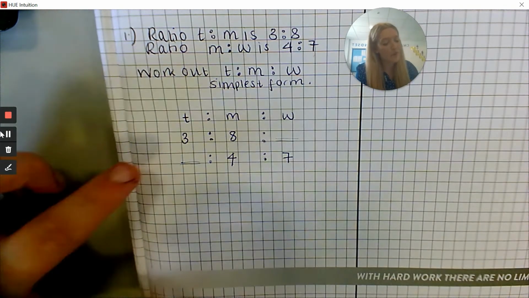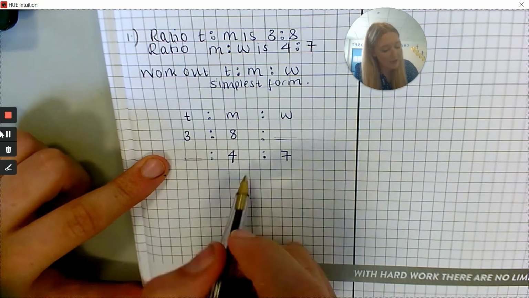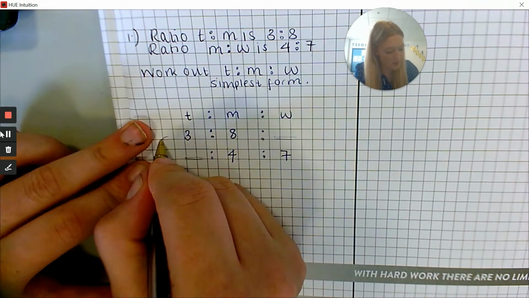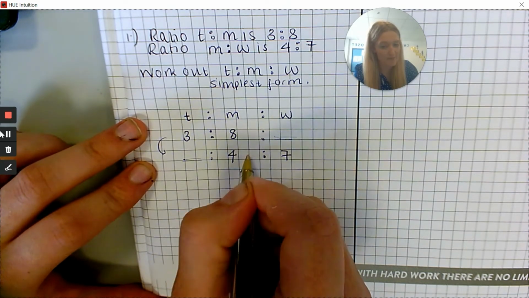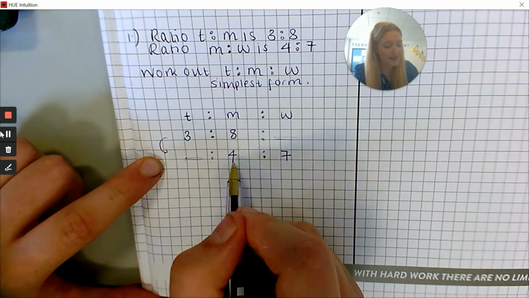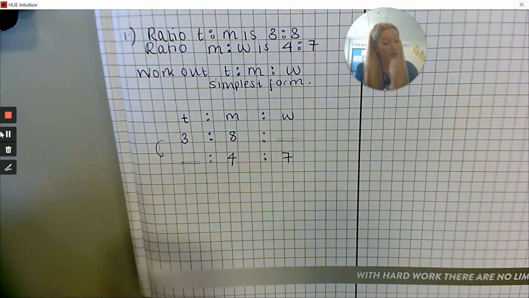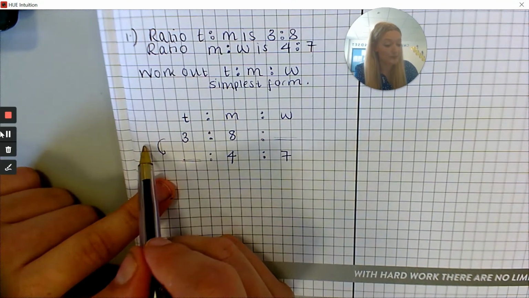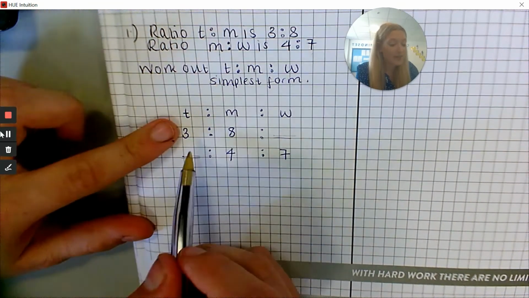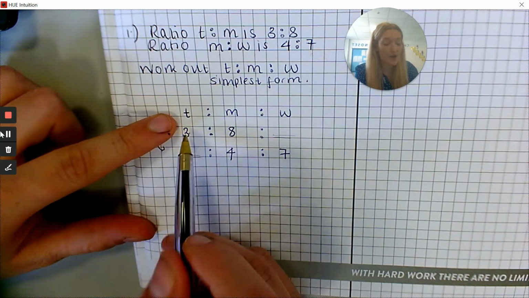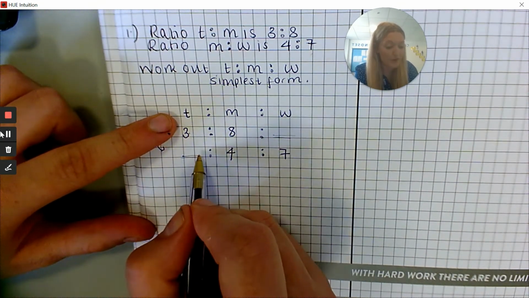Now, before, we were looking at how we got from this line to this line, okay? We're thinking, how have I got from here to here? I found my pair of ratios is in the M column. How have I got from 8 to 4? Now, you might be thinking, easy, 8 to 4, I divide by 2. But we've got a little problem there. If I divide 3 by 2, I'm left with 1.5, okay?